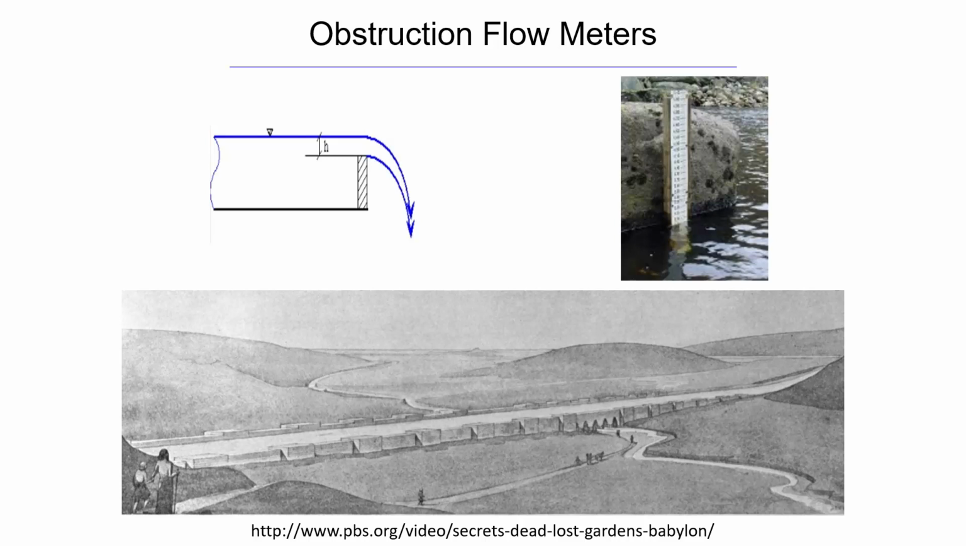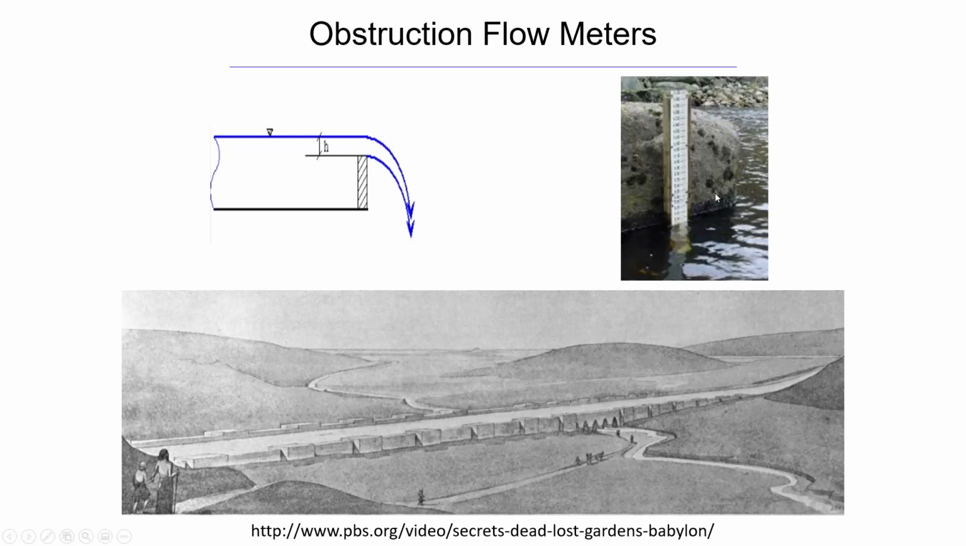I want to mention this. Maybe this is a little bit of trivia, but the practice of using an obstruction to measure flow has been around for a very long time. Here are some stones that were put in the Nile. Ancient Egypt used this to measure the flow of the Nile.